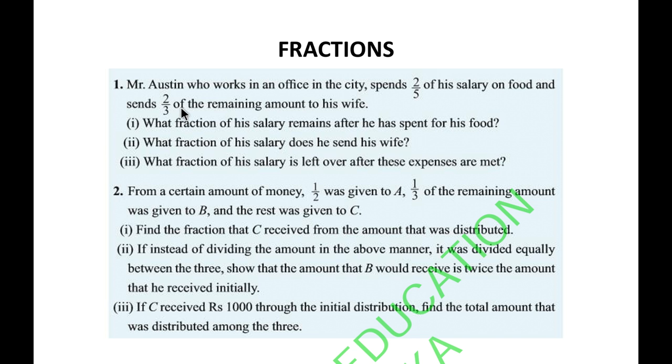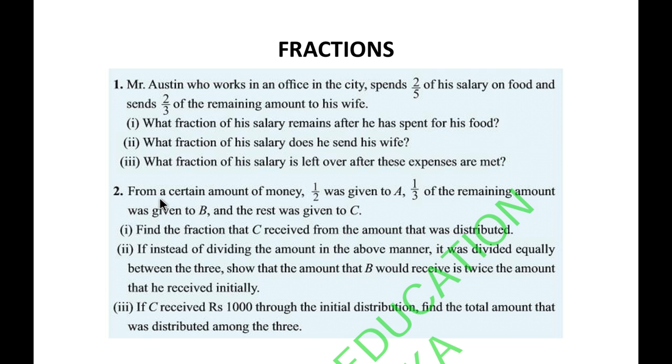So this is how to do it. You know that 2/5 is spent on his food, and calculate for the wife: 3/5 multiplied by 2/3, so you get another 2/5 for the wife. The answer to the first question is 3/5, the second is 2/5, and after all these expenses, 2/5 and 2/5 is 4/5, so the remaining amount should be 1/5.